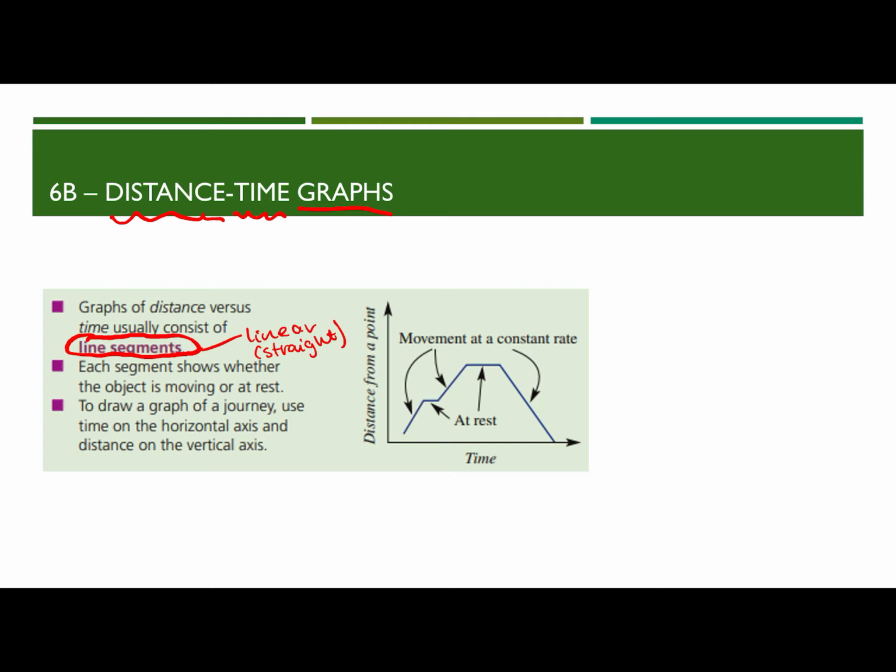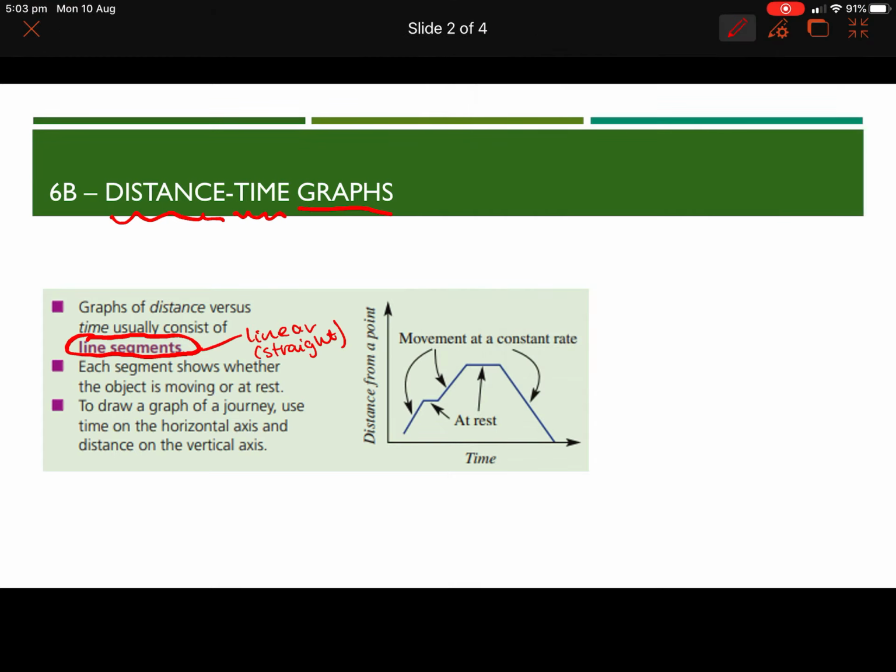The next bit is that each line or each segment shows whether the object is moving or at rest. So a line is moving when it's on an angle, because it's actually moving up, the same as this one, up. It can be going down, but you can see that it's moving along or going down. It's actually moving somewhere.